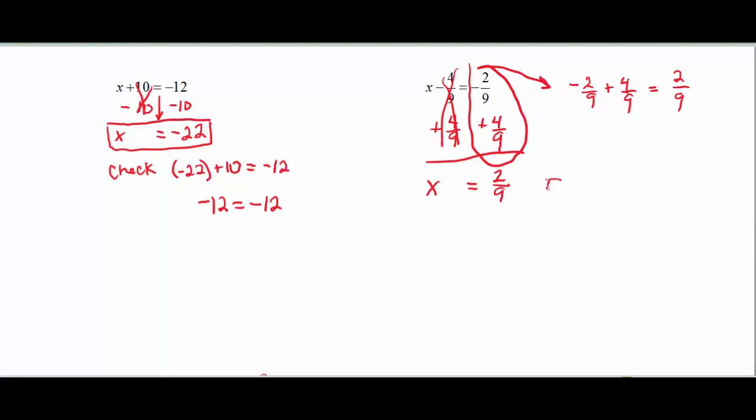So to check this, we're going to have x, which we now know to be 2/9, minus 4/9, and it should be equal to negative 2 over 9. And 2 minus 4 is a negative 2 over 9, equal to negative 2 over 9. So we know that x is equal to 2/9.